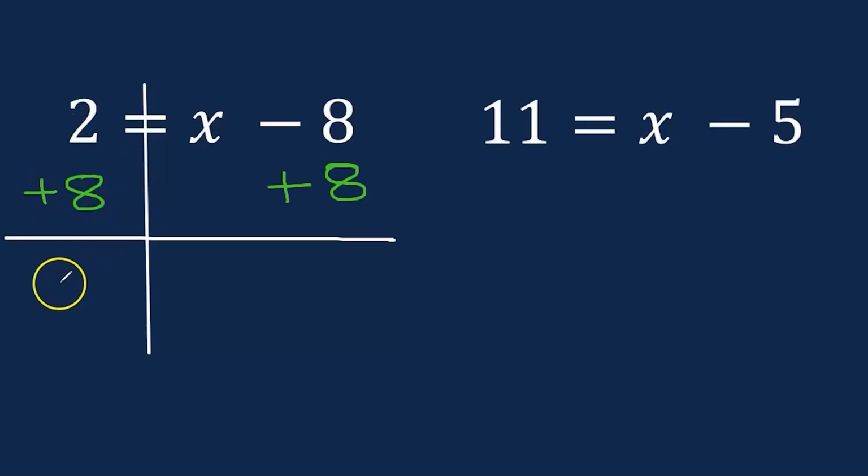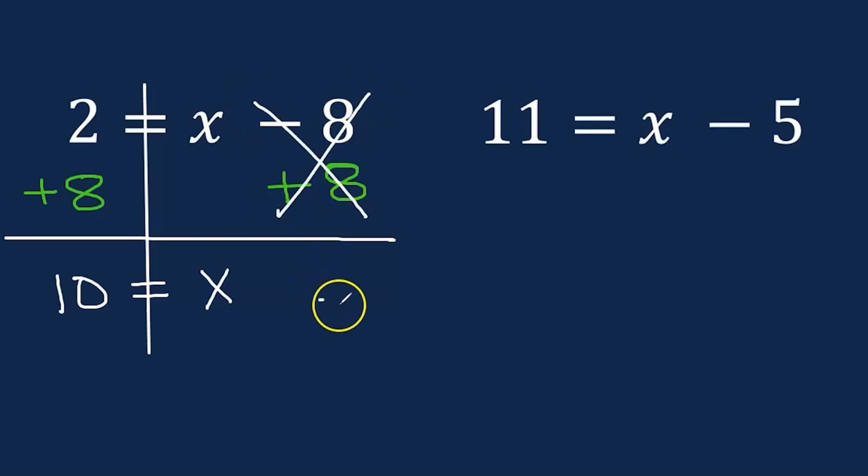2 plus 8 is 10. Equal sign stays exactly where it is. X plus nothing is x, and a -8 and a +8 cancel each other out and make 0. Now, due to the symmetric property, all I have to do is flip these around, and that gives me my answer.